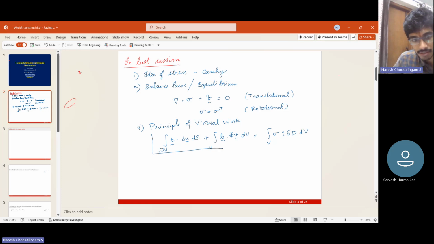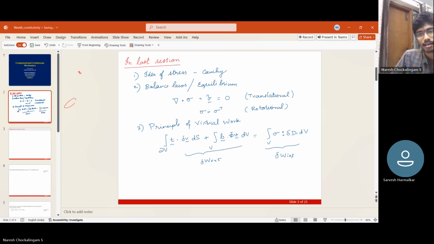So we looked at this expression, which says that the virtual work done by the tractions and body forces on an admissible virtual velocity field is the external virtual work done. We said this has to be equal to the internal virtual work done, which is nothing but the contraction of the Cauchy stress with the rate of deformation tensor. This is a purely spatial description. We also saw the material descriptions of this statement.